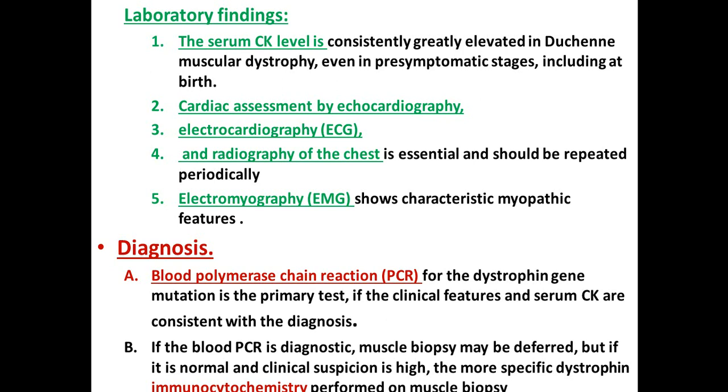The diagnosis depends on the PCR, polymerase chain reaction, for detection of the dystrophin gene. And here we have the creatinine kinase increased consistently. If the blood polymerase chain reaction is diagnostic, muscle biopsy is not needed. But if the PCR is normal and the clinical suspicion is high, we need to have muscle biopsy for dystrophin immunocytochemistry analysis.